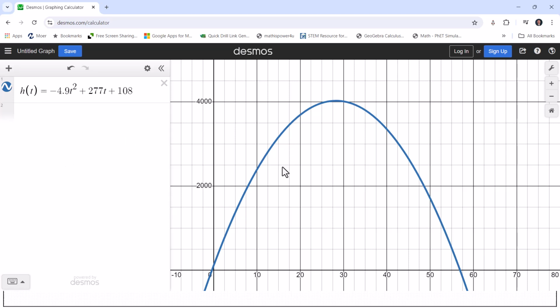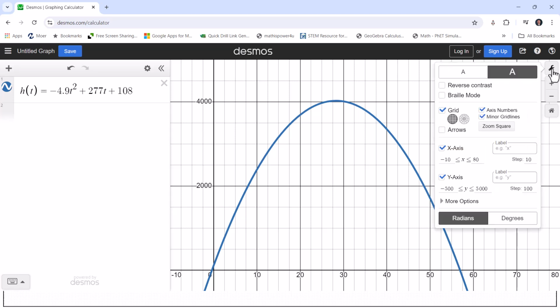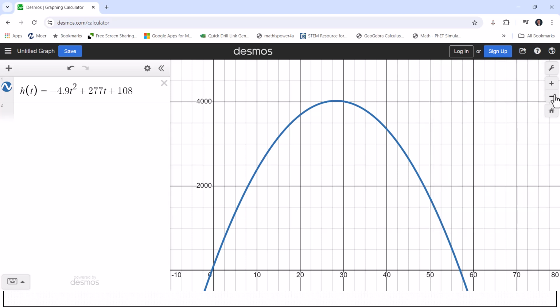Recall to adjust the window, which I've already done, we click on the wrench in the upper right hand corner and adjust the x and y axes, or horizontal and vertical axes here. We can also zoom in and zoom out by using the plus or minus. But again, I've already adjusted the window.